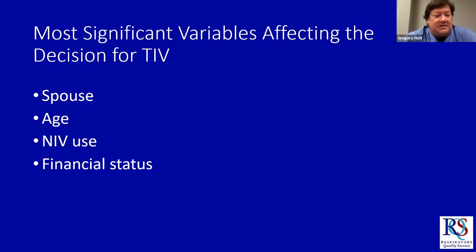So the significant things: spouse, age, non-invasive ventilation use, financial status. Those are all things to decide. If you had to walk away from anything, take a look at these four things and then start asking the questions, along with the idea of your quality of life and what you're willing to accept when you have a tracheostomy and go with invasive ventilation. These are the things I consider as where I draw the line. This is where I'm not going any further than this for ventilatory support.